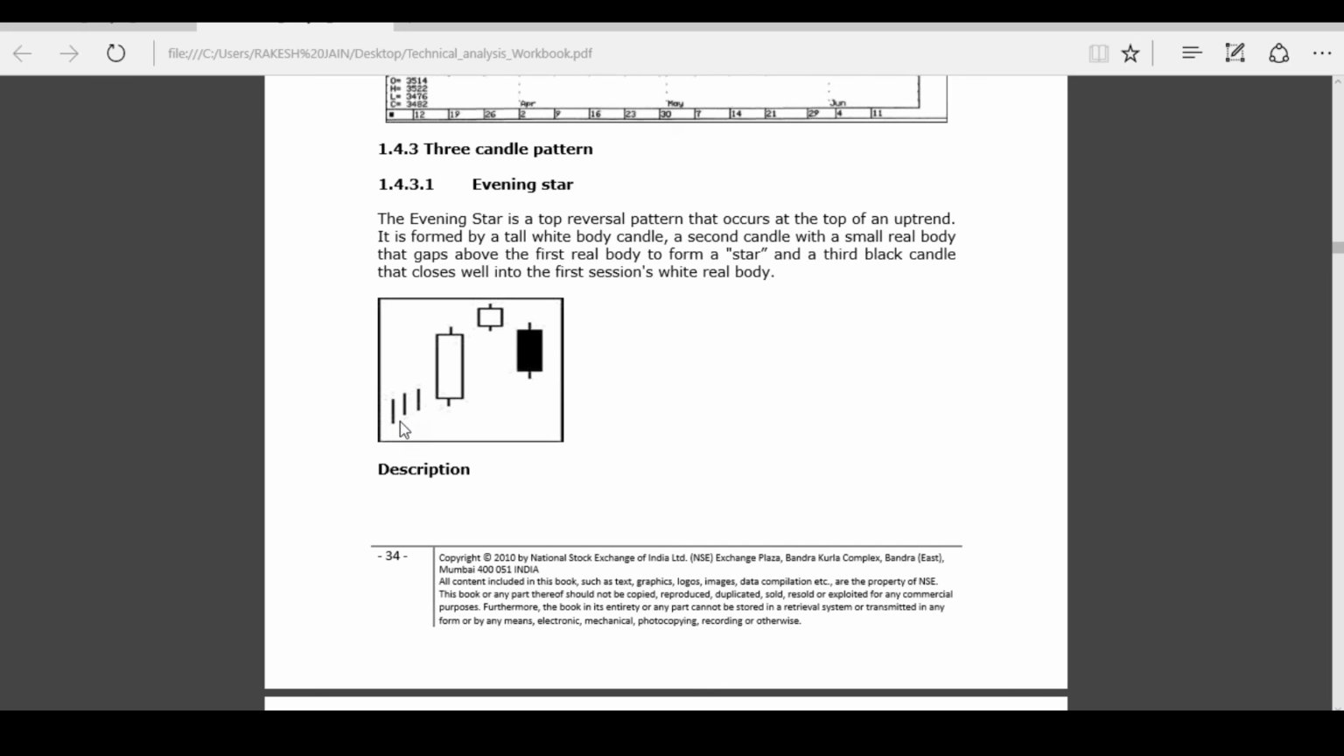the white candle body, the real body, is within, tails are not important, but the real body of day 2 has to be within the real body of day 1. Okay, understanding? This is again how you take a trade: the second day, whatever is the high, above that high you buy, keeping the lower low as stop loss.